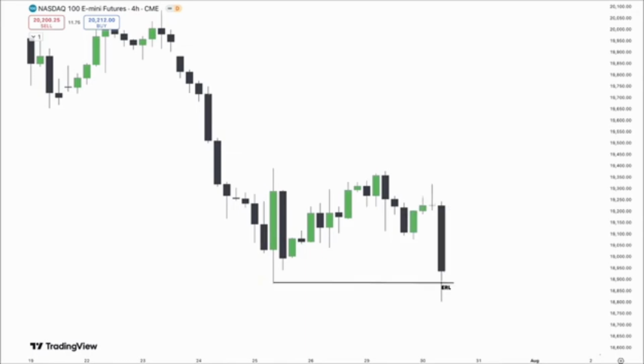As you can see, the price has taken out the ERL and then rejected it. We'll wait here to see if a CRT forms. If it does, we'll look to enter. Let's see how this plays out.